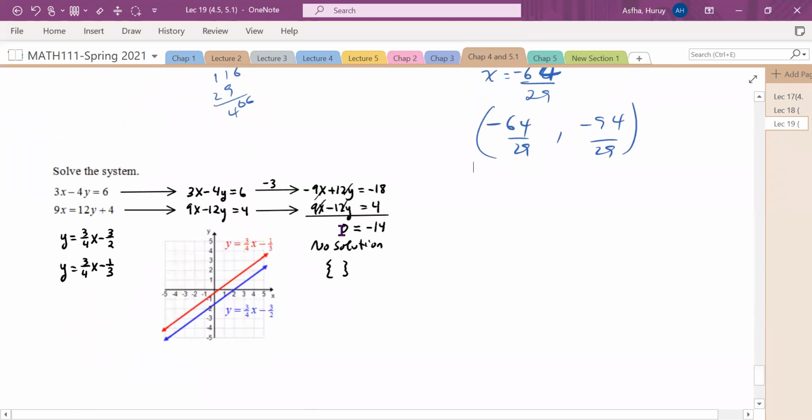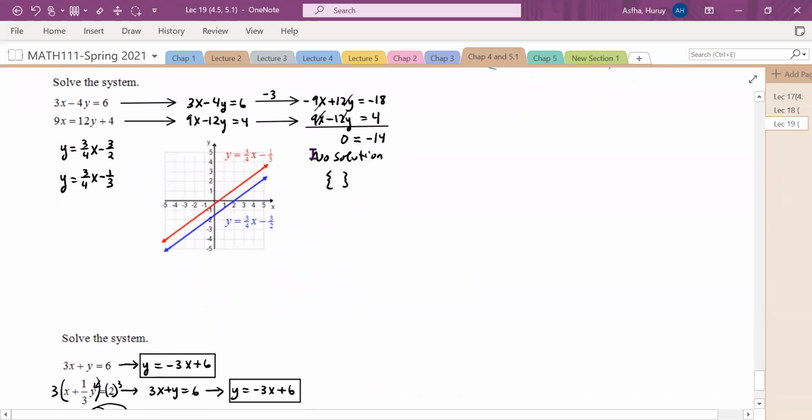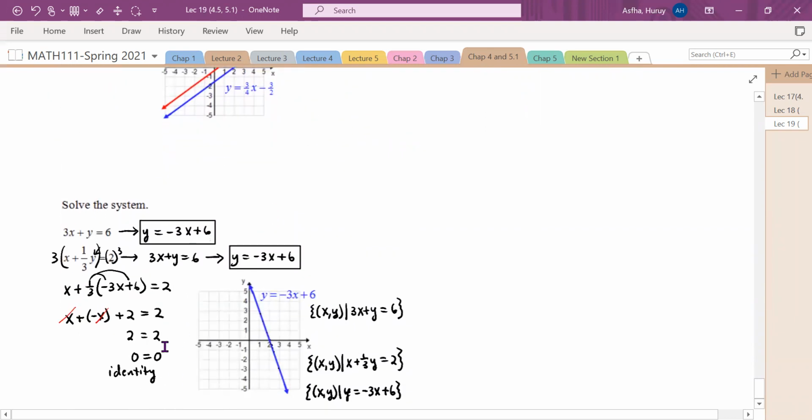But if you end up with two numbers being equal which are not equal in reality, then that tells you that there is no solution. Okay, here there is no solution. Here there are infinitely many solutions. And what is the solution to this one? What are the solutions? How do we list them?